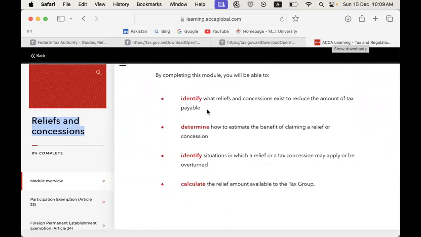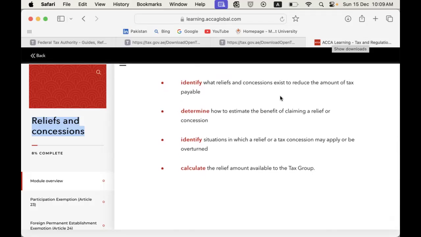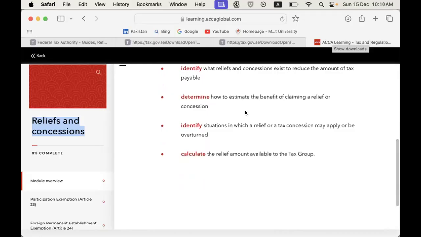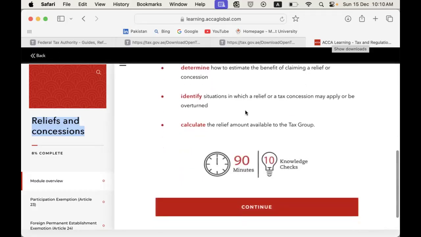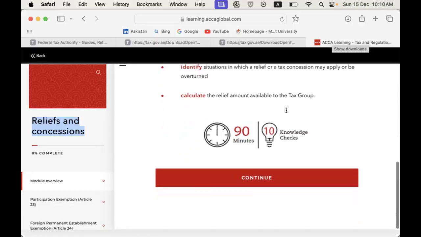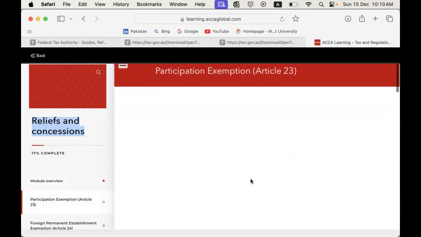So the specific agenda of today is we'll be able to identify the reliefs and concessions which help us reduce the amount of tax payable. We will determine how the benefit of claiming a relief or concession, how can we claim it? Then what situations are there in which a relief or tax concession may apply or be overturned as well, like revoked? And we'll learn how to calculate the relief amount in a tax group. There'll be some other things as well, such as qualifying group, etc.